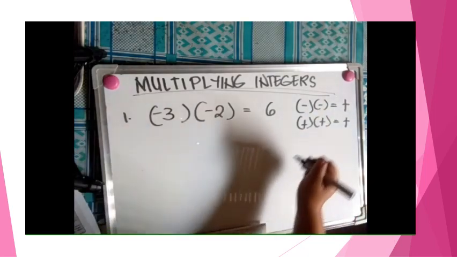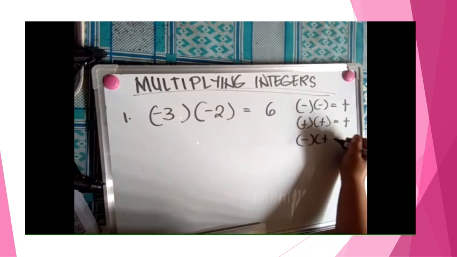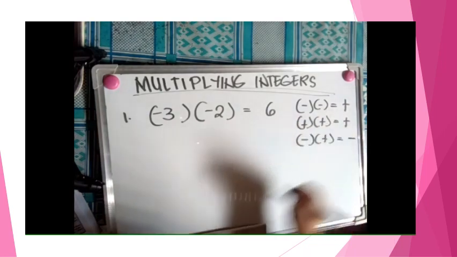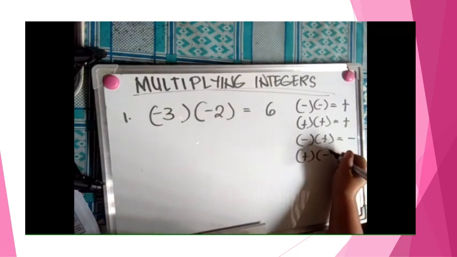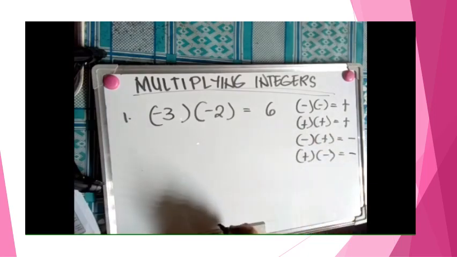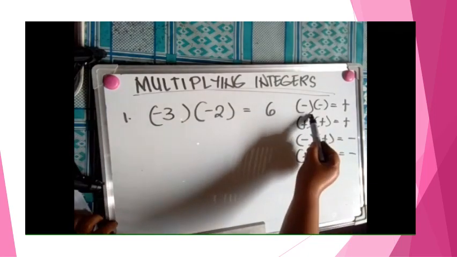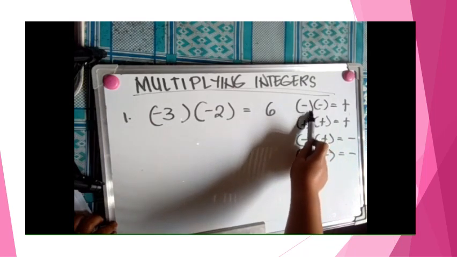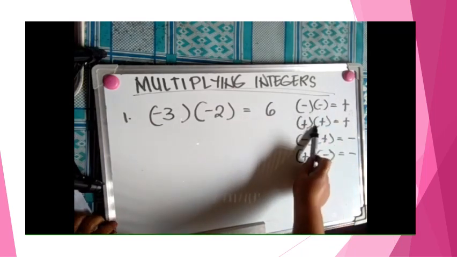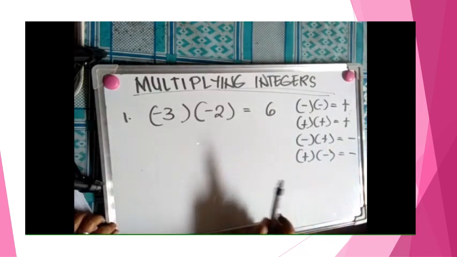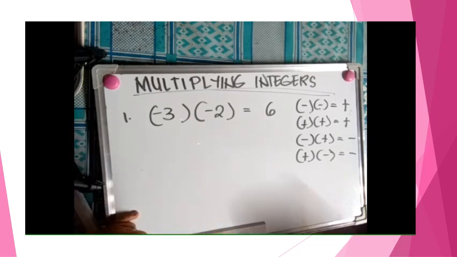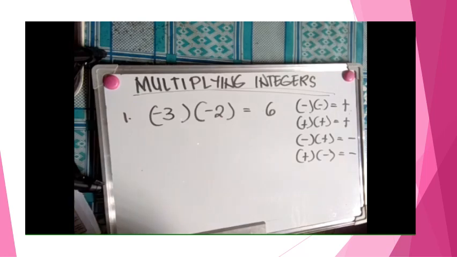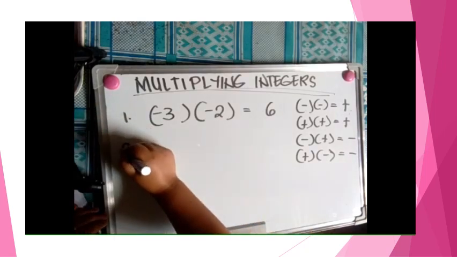Negative times positive is equal to negative. Positive times negative is equal to negative. So, remember, same sign, positive. Negative times negative, positive. Positive times positive, positive. But if the signs are opposite, negative and positive together, it is always negative. Okay? Do you understand multiplying integers? Very good. We have example number 2.